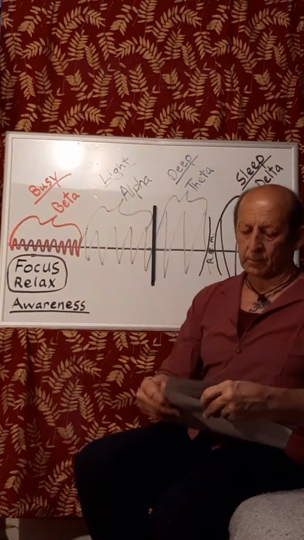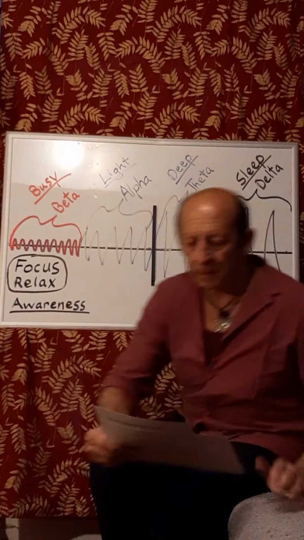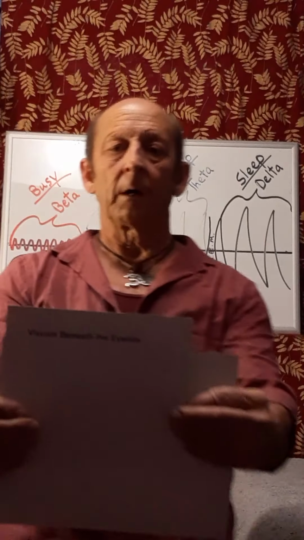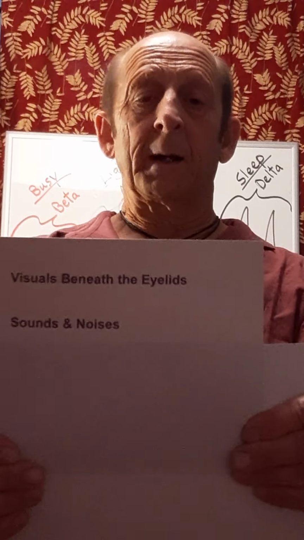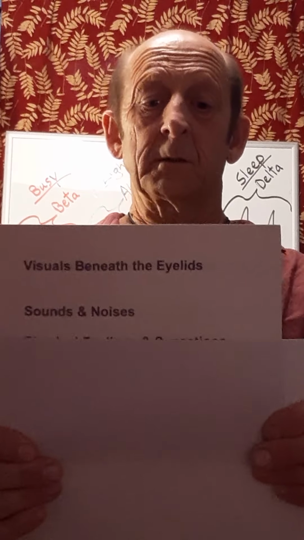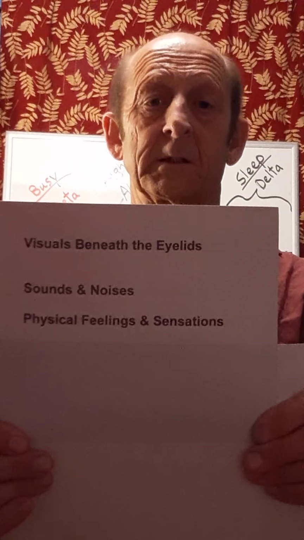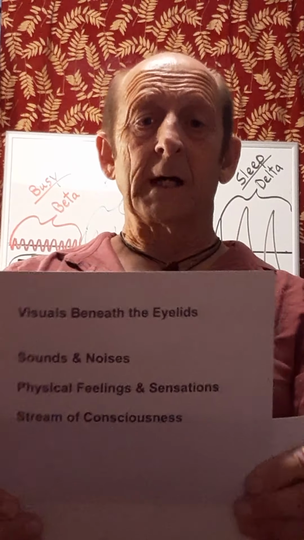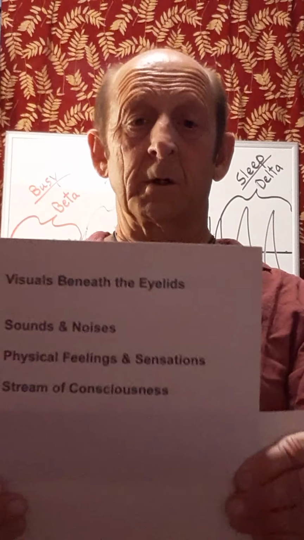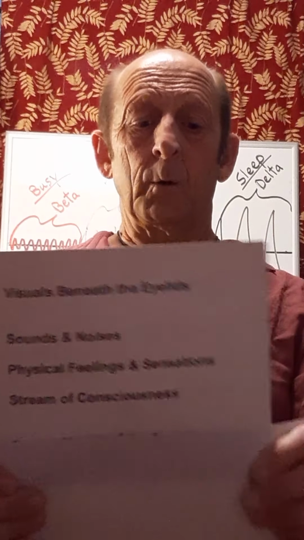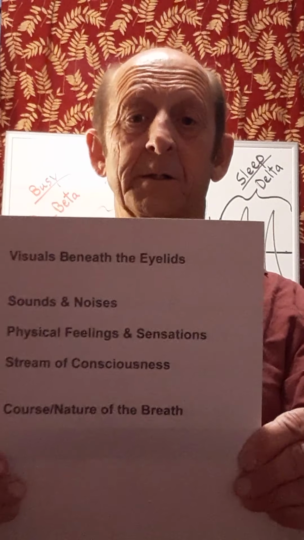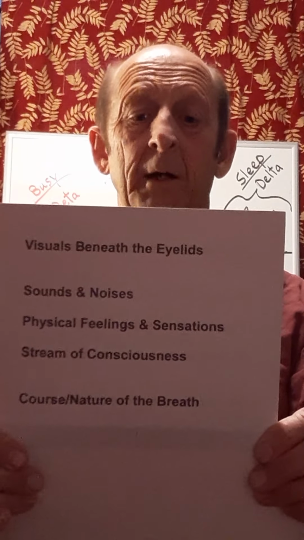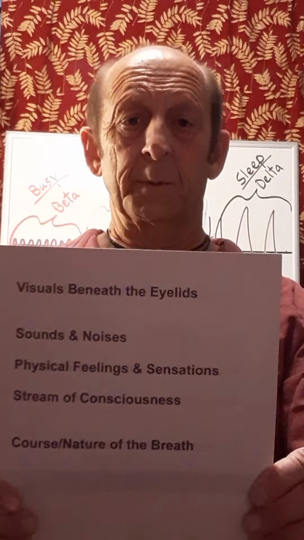Let me give you a quick reminder. Last instructional video, we talked about visuals beneath the eyelids. We talked about sounds and noises. We talked about physical feelings and sensations. This time, we're going to talk about the stream of consciousness, and we're going to talk about what can happen with the course or the nature of the breath as we move into the deeper states of meditation. All right.